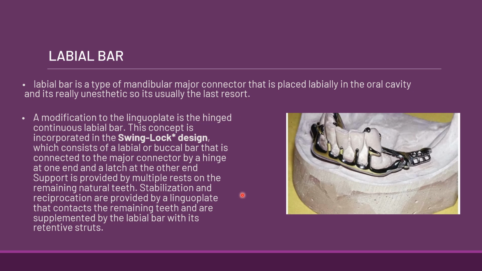What this whole paragraph says is that there is a modification of this labial bar which is called the swing lock design. You can see this here in this picture: you open this latch and this latch gets closed. You open it up, place it in your mouth, and then close it. This is the latch of the connector, and this is the handle of the connector. It's just like a door. You open the door, get into it, and then close the door. Same way, you open it up, place it in your mouth, adjust it, then close it.